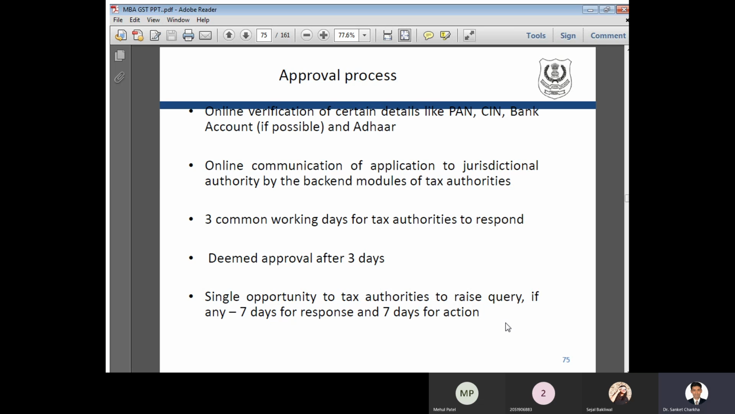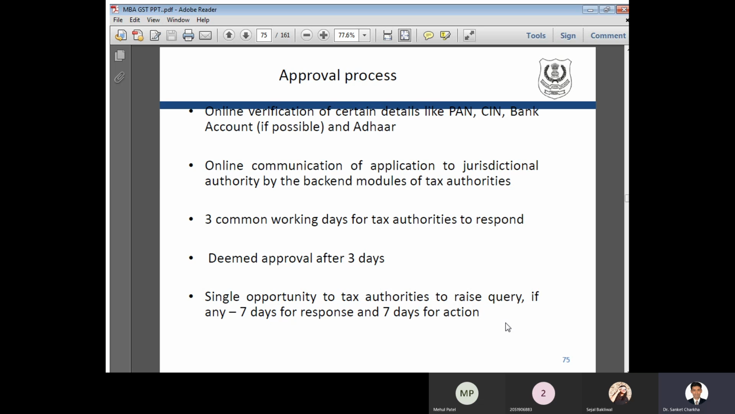Online communication of application to the jurisdictional authority by backend modules of tax authorities. So the respective tax authorities or GST authorities who have taken this particular application scrutinize it with respect to the territorial jurisdiction. So if your business is located in Pune, then the information will be cross-checked with the register of companies at Pune, with the PAN authorities of Pune, with the respective CIN, the bank details or the bank managers of Pune, and accordingly the information is cross-checked and verified.